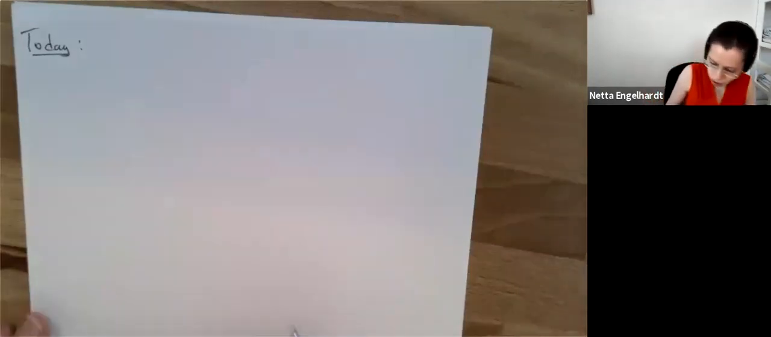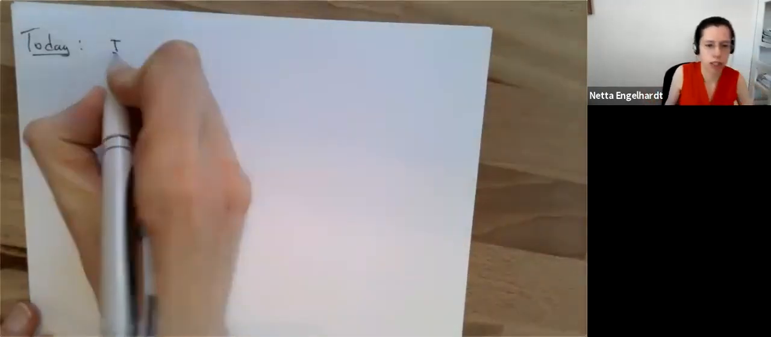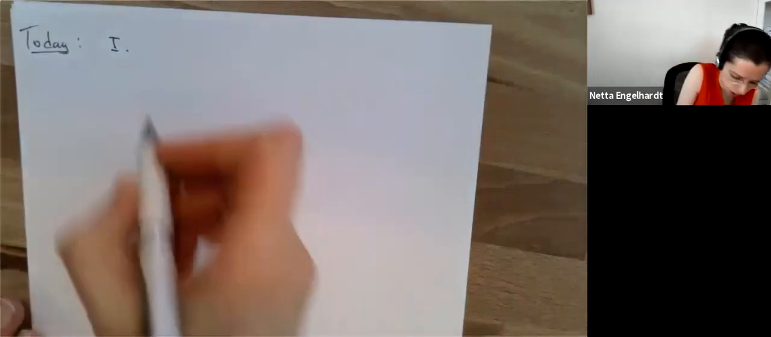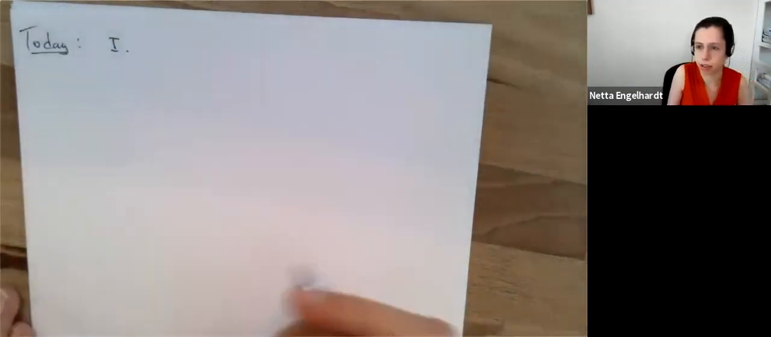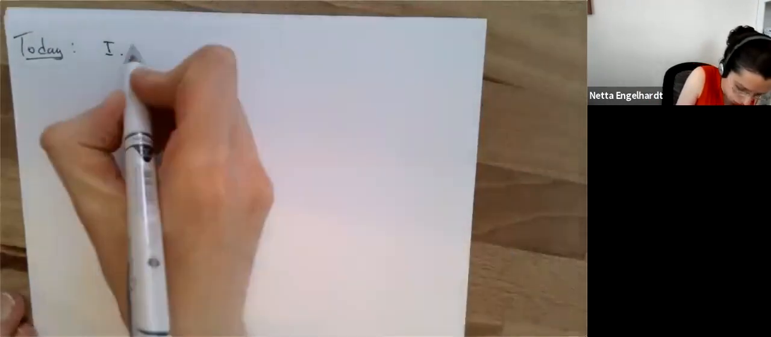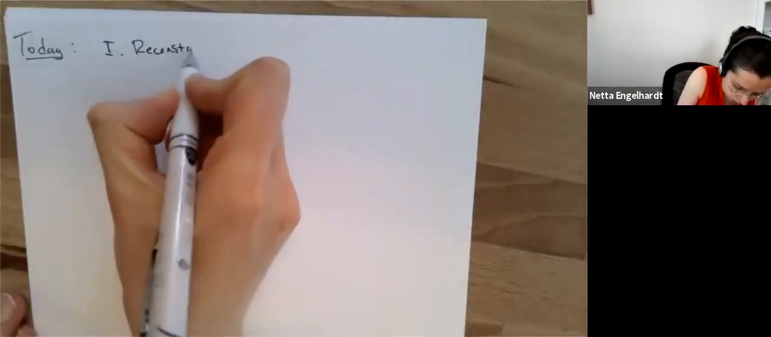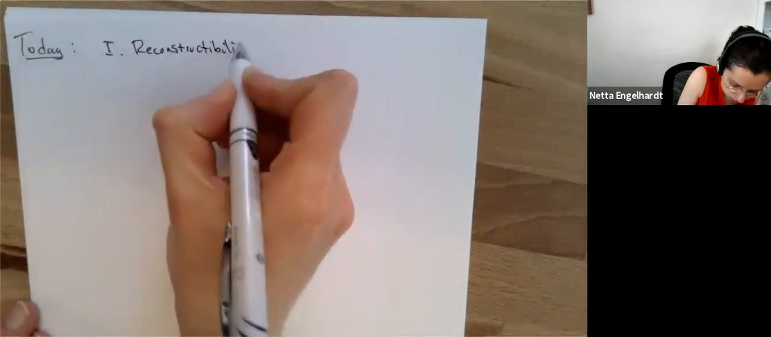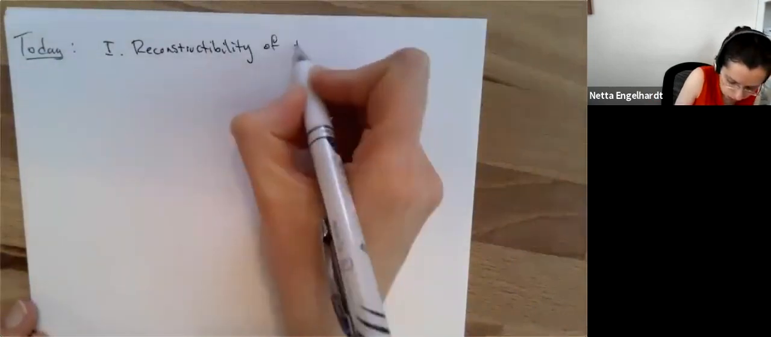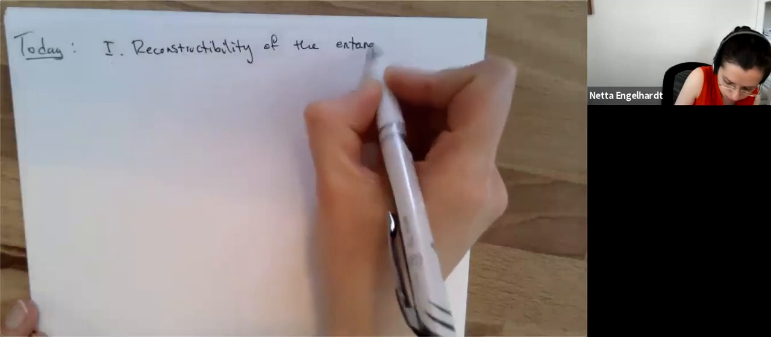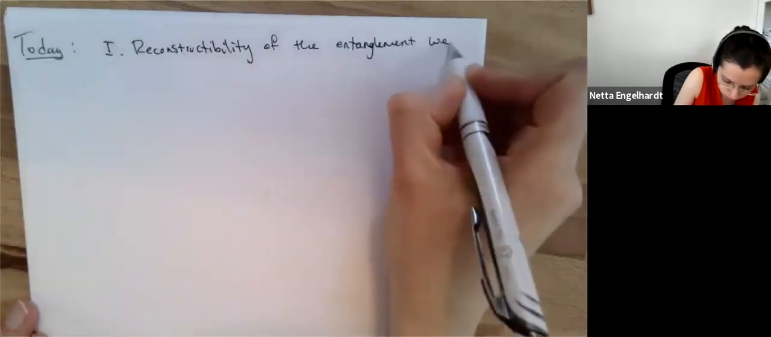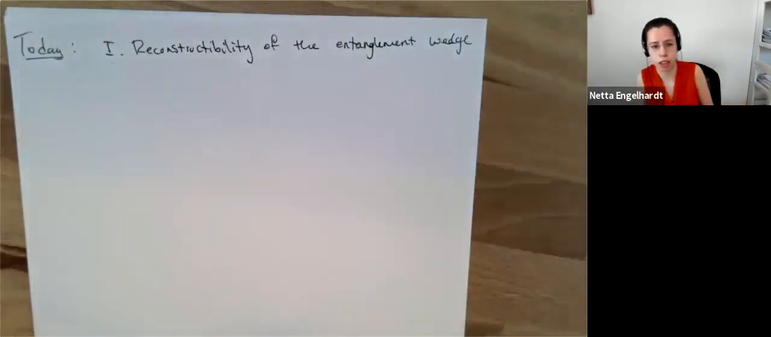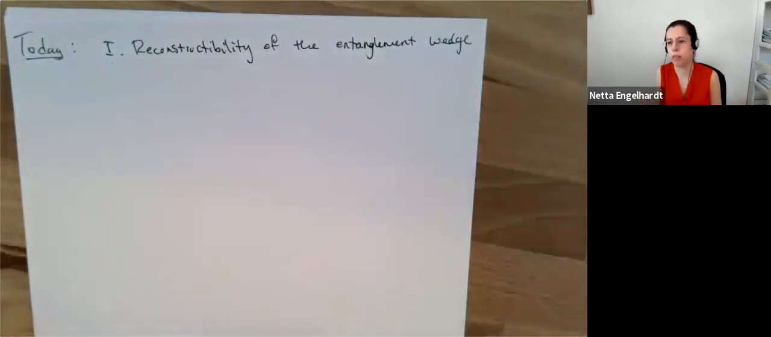Okay, today we're first going to start with, not really an argument, I'll just outline how this works: the reconstructability of the entanglement wedge. We're going to talk about the Dong-Harlow-Wall argument for why we can reconstruct not just up to the causal wedge, but all the way up to the entanglement wedge.